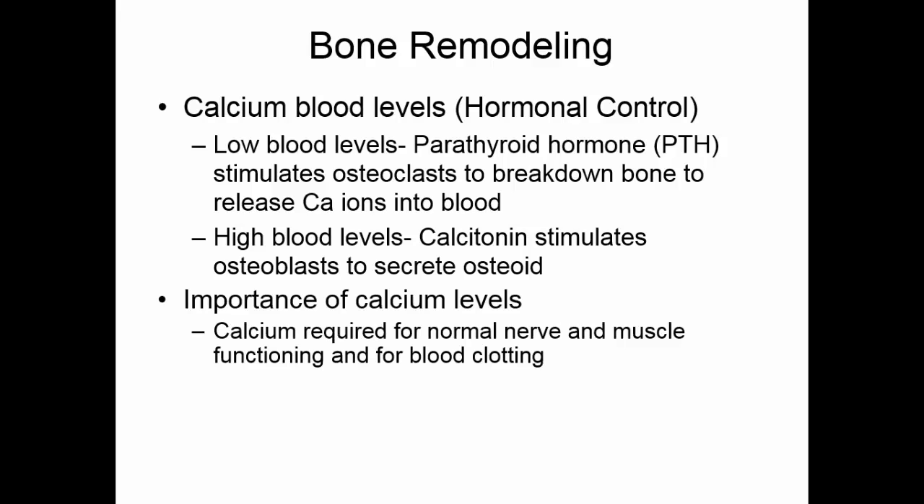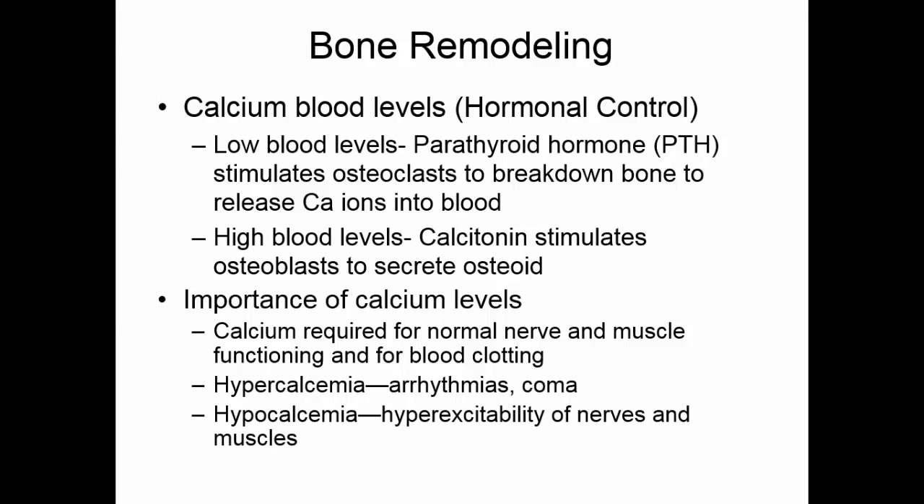Calcium is required for normal nerve and muscle functioning and for blood clotting, as well as for secretion by certain cells. If there is too much calcium in the blood, hypercalcemia, heart arrhythmias, and coma can result. Hypocalcemia causes hyperexcitability of nervous tissue and muscle tissues, so that spasms occur and seizures can occur.